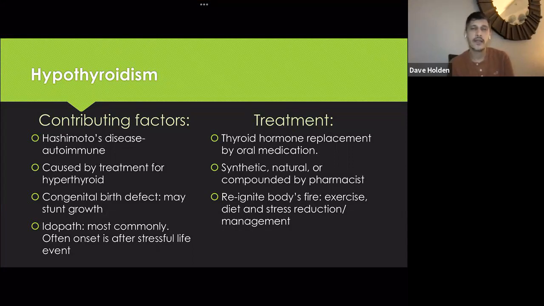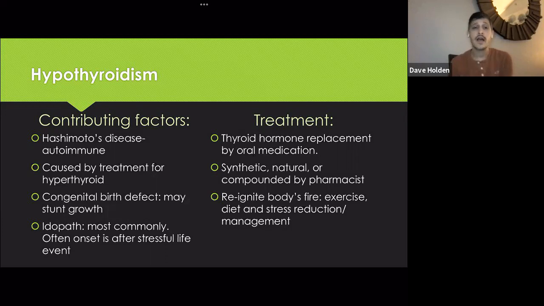And then idiopathic. When a disease is idiopathic in nature, it means we don't really know what caused it. So most commonly hypothyroidism onsets after some stressful life event, but we don't really have a mechanism to explain that.